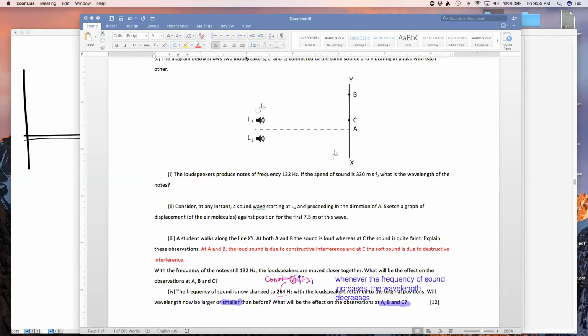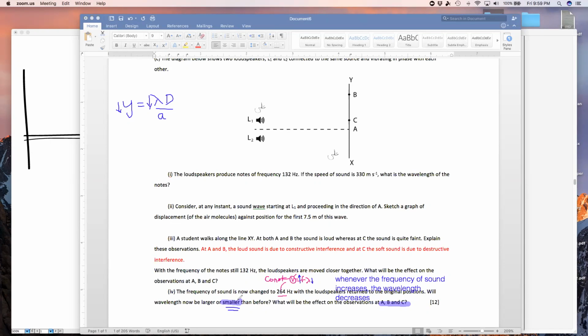And again, we go back to the same idea that y is equal to lambda D on A. And here we are clearly seeing that lambda is getting smaller. Lambda is getting smaller, it means this is decreasing. And if this is decreasing, guess what's going to happen to y? Y is going to decrease.